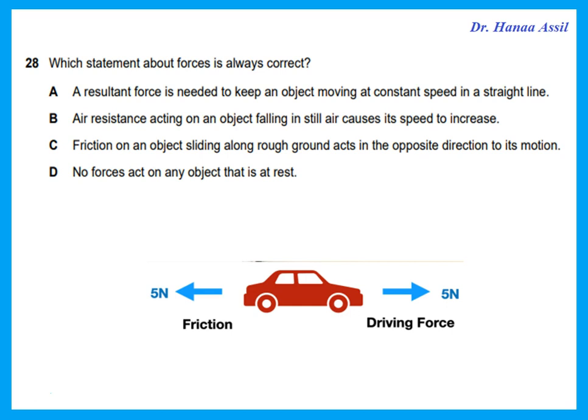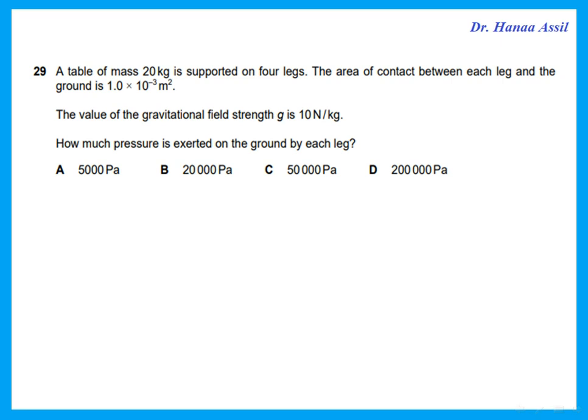Friction on an object sliding along rough ground acts in the opposite direction to its motion. Yes, remember that friction is opposite to the direction of motion. No forces act on any object that's at rest. Not really. The forces are still acting, but there will be no net force, so the object will be at rest.